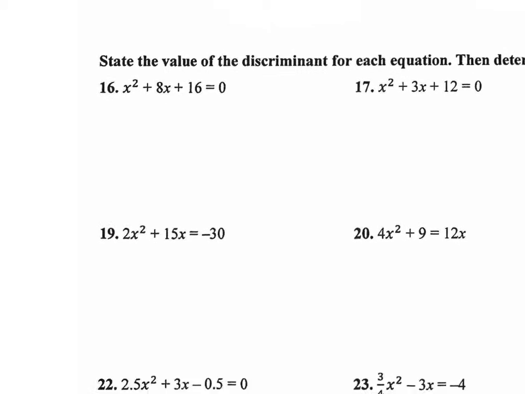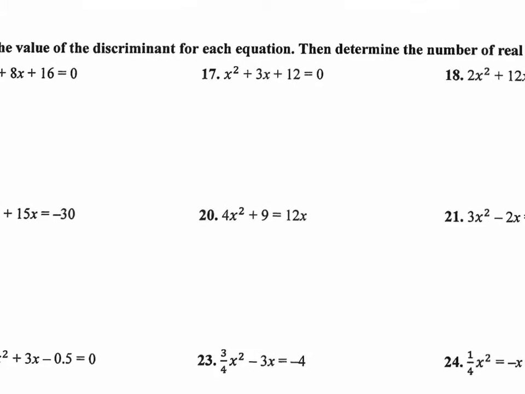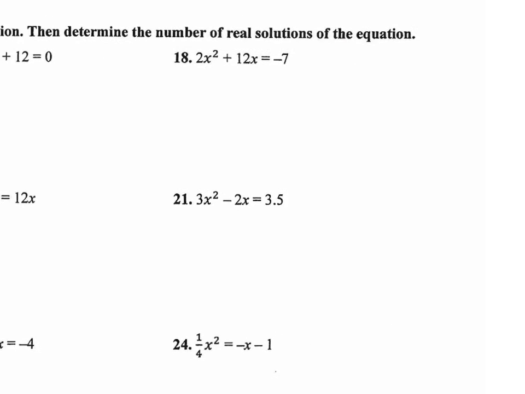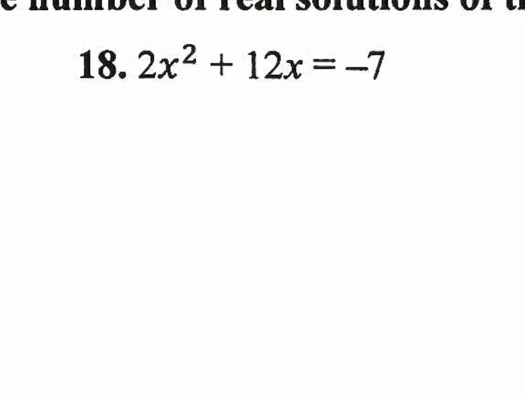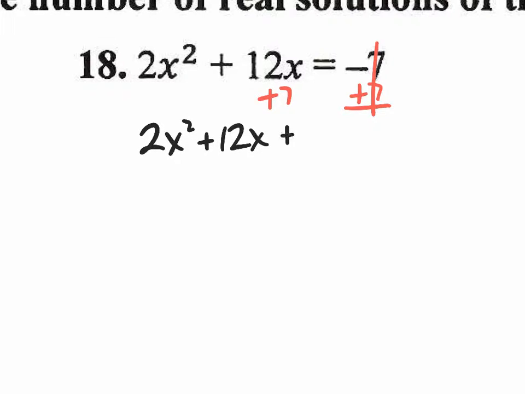So let's do the even ones on this video. I believe we already did number 16 on a previous video. Let's start with 18. Once again, you can't apply the quadratic formula until it's in standard form set equal to 0, so you have to add 7. Let's rewrite our whole thing: 2x squared plus 12x plus 7 equals 0.